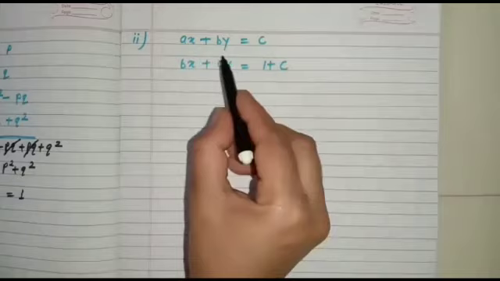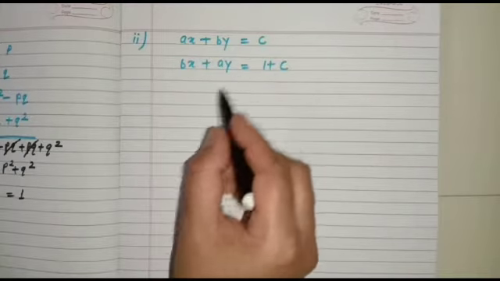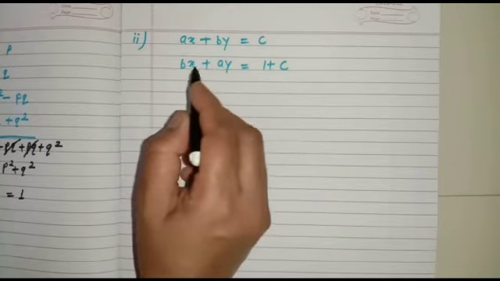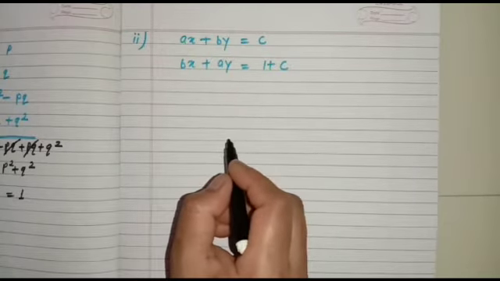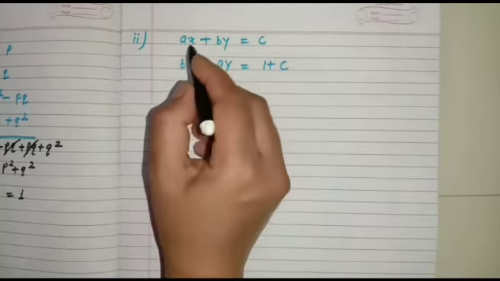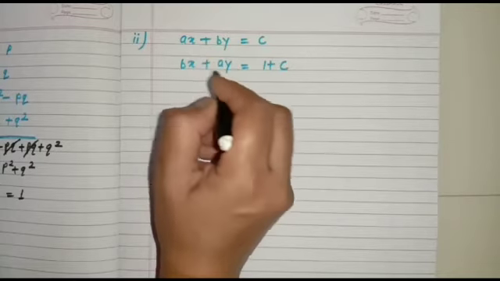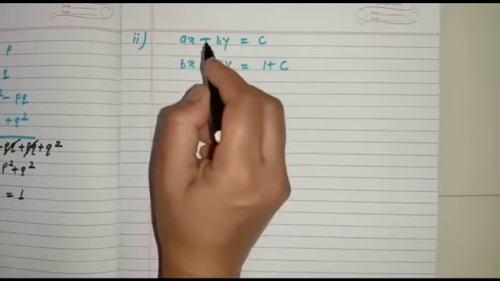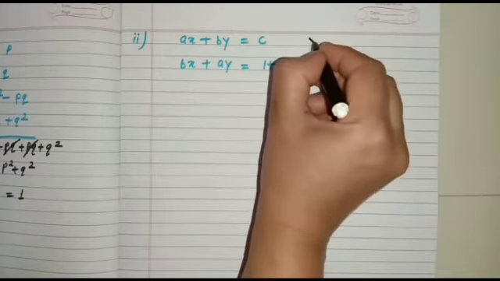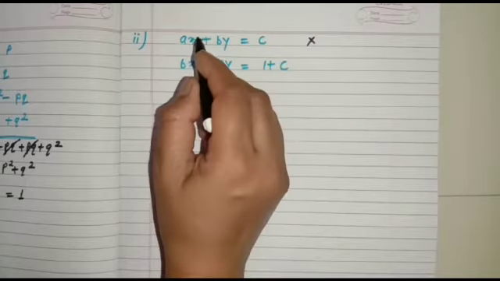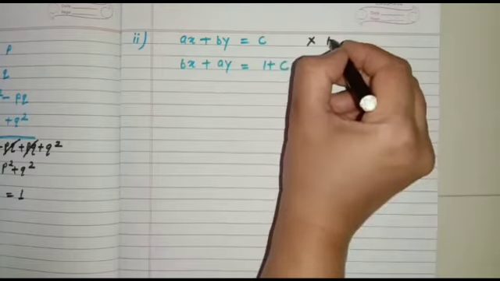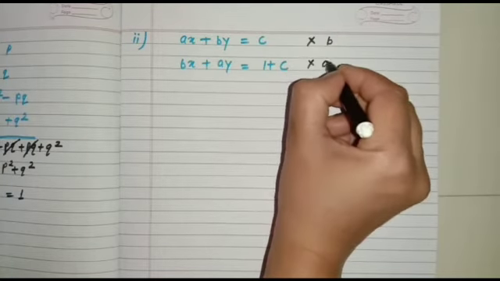Next question is ax plus by equals c, bx plus ay equal 1 plus c. Again we have to simplify this and find the values of x and y. We can use any of the methods. Again I am using the elimination method here. As you can see here, all the terms are with positive sign, so we can eliminate x or we can eliminate y. Now I am eliminating x here. Here the coefficient of x is a, and in the second equation the coefficient of x is b. So we will multiply the first equation by b and the second equation by a.